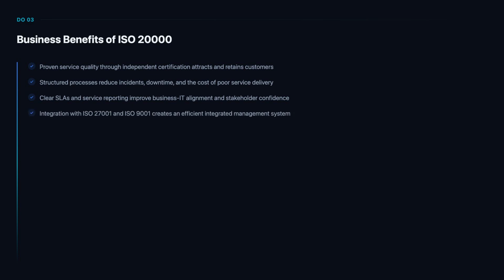ISO 20000 shares the Annex SL high-level structure with ISO 27001 and ISO 9001, making it straightforward to build an integrated management system. Organizations already certified against one standard can leverage existing management system infrastructure, reducing duplication and audit overhead.